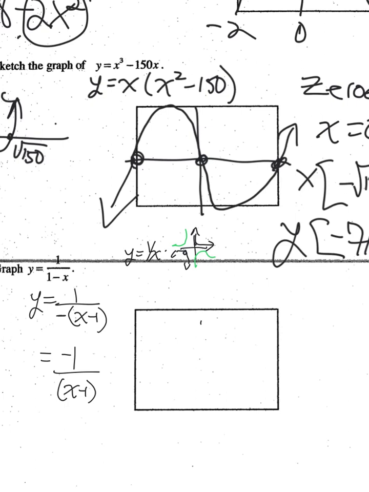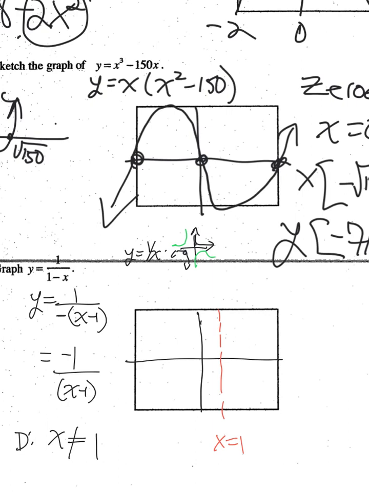So my domain and range for this function are all reals except x can't equal 1. That's the domain for this function, so I for sure want to see that in it. So when I graph this, I know that I'm going to have a vertical asymptote at x is equal to 1.